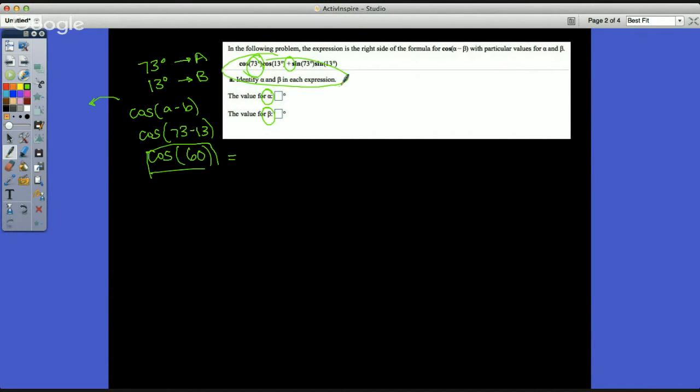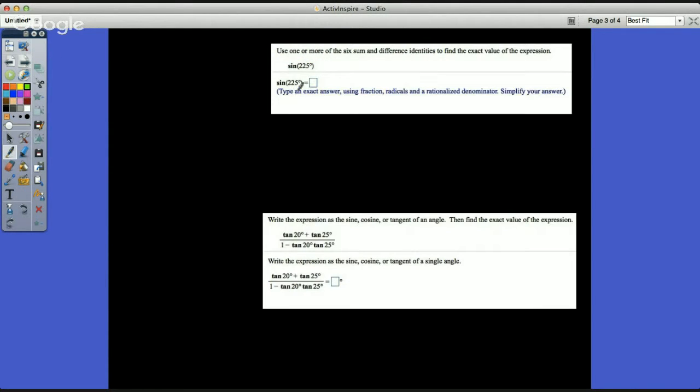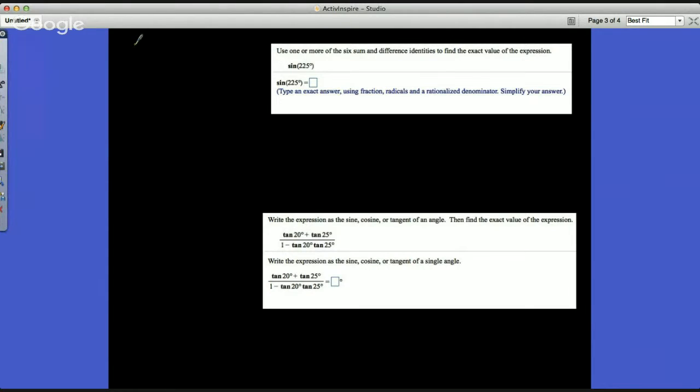Basically, this is working backwards from what I did on the previous section. So cosine of 60, I remember that's 1/2. So my answer would be positive 1/2 as my value for cosine of 60. Okay? All right. Again, hopefully this is helping you here. The next one here, we notice that it's sine of 225. Since we know 225, we can't find that on the unit circle anywhere.